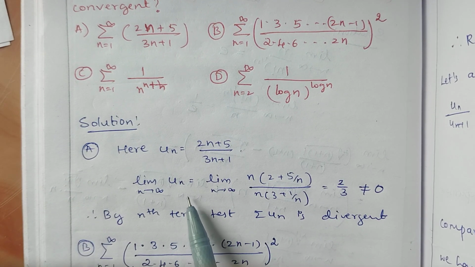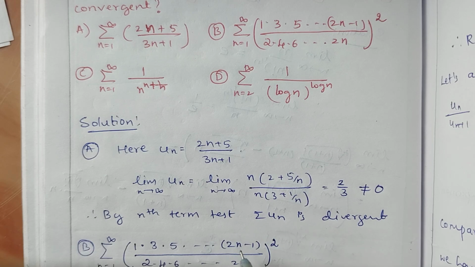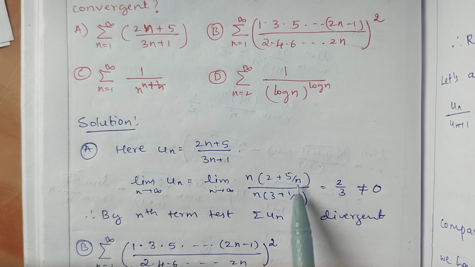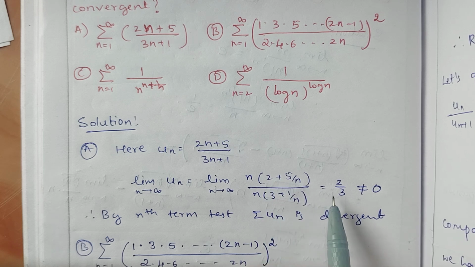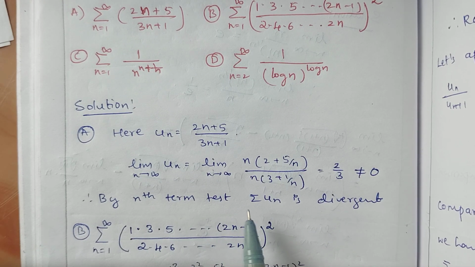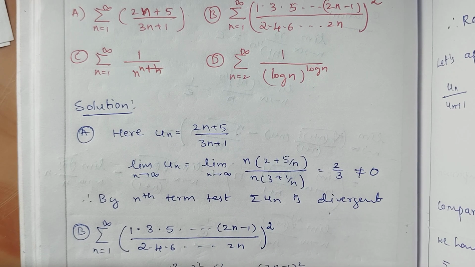Limit n tending to infinity of un. You will get limit n tending to infinity, if I take n common, then (2 + 5/n) divided by (3 + 1/n), which is equal to 2/3, not equal to 0. So by the nth term test, the series un is divergent.